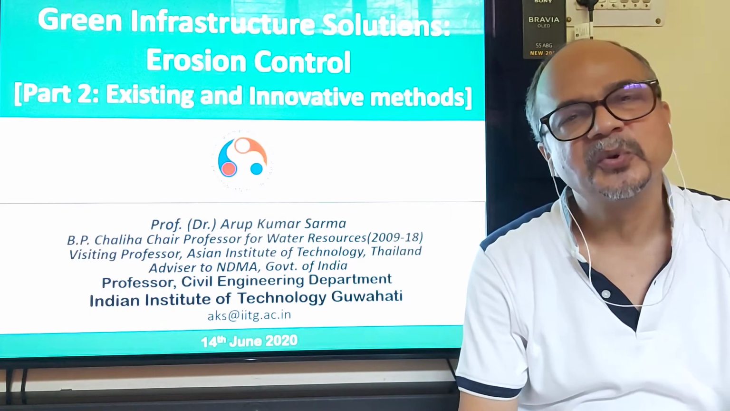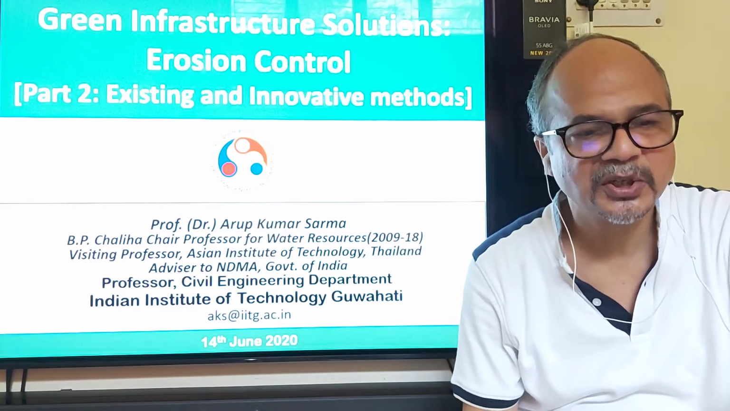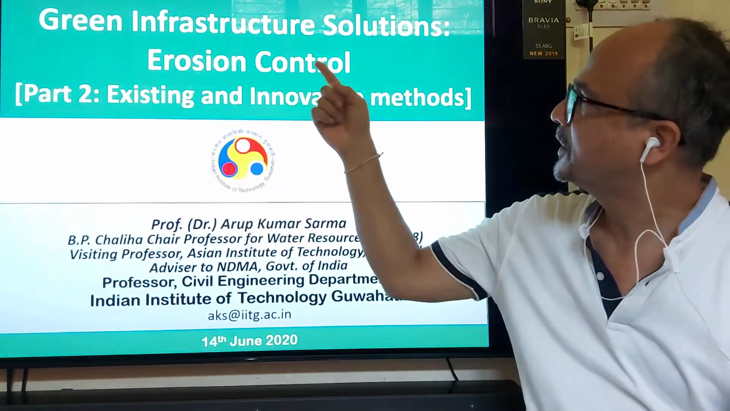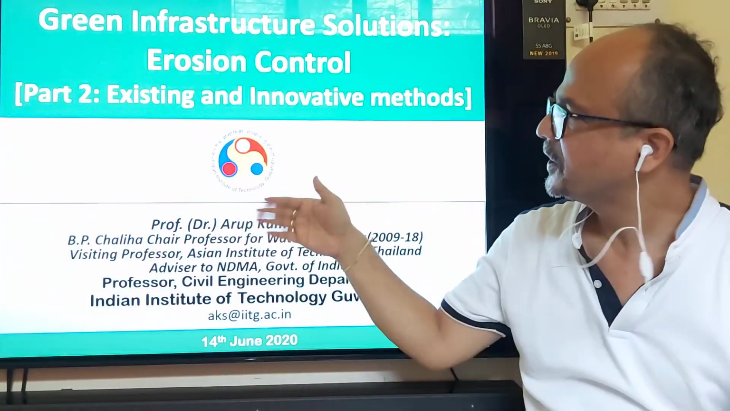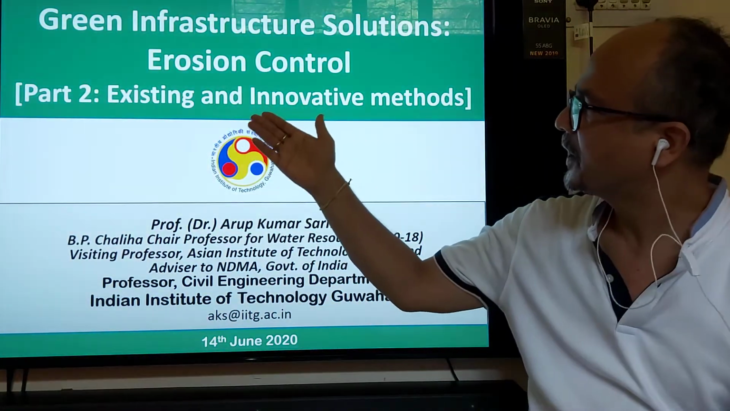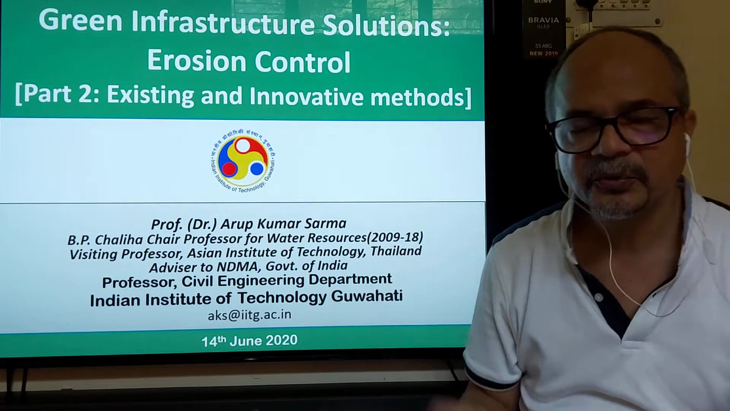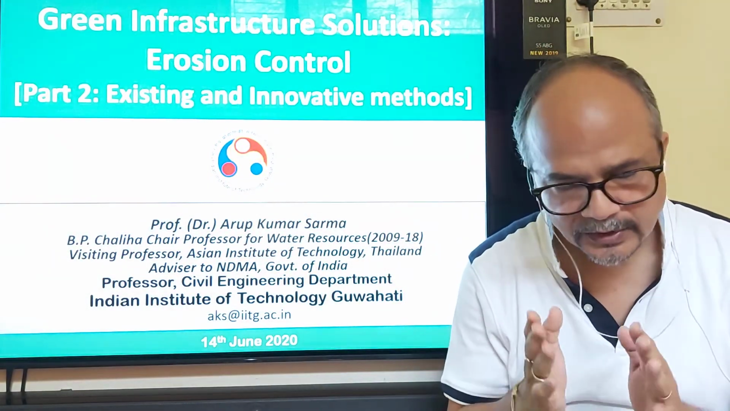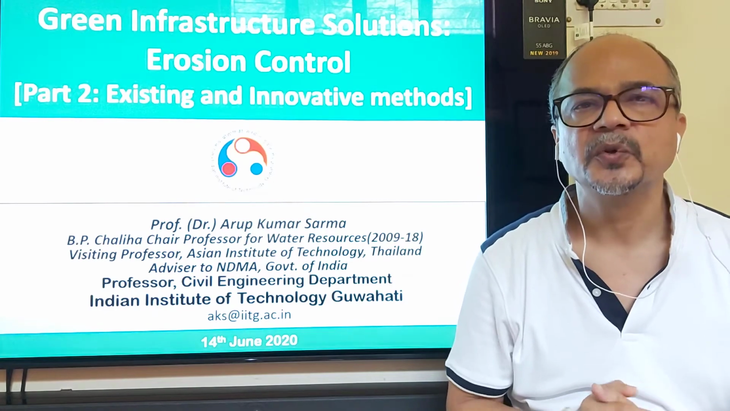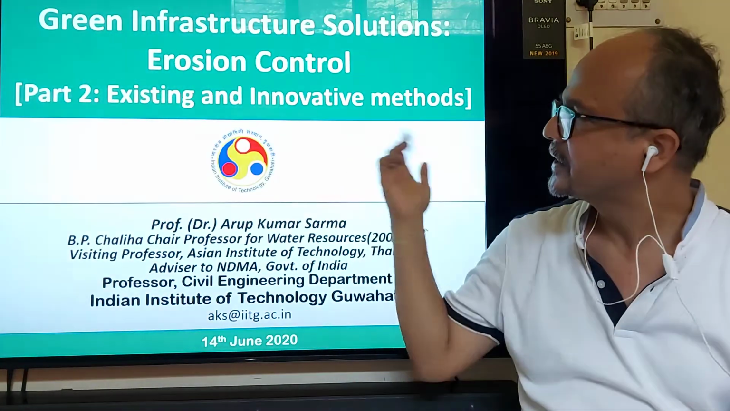Welcome to the second session of this topic, the green infrastructure solution for erosion control. We have already done the first part and we are now starting the second part. Here we will try to explain the different methods that we generally use for controlling this kind of erosion.